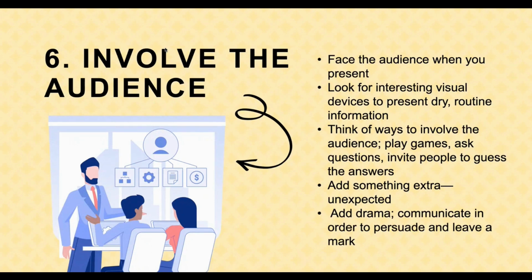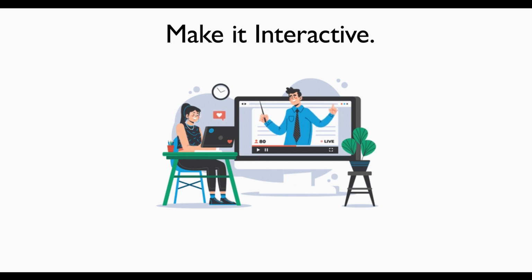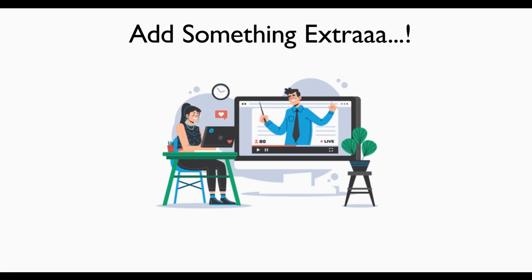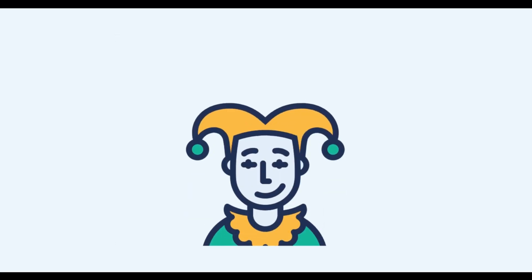Now think of ways to involve the audience, right? How many ways you can do it? You can play games, obviously, quizzes, games, puzzles, then ask questions and make it interactive. Then invite people to guess the answers. Then add something extra, unexpected. So create some charisma, as I said, like add something extra, go an extra mile. And last but not the least, add drama. Make a little element of mystery. Add a little showmanship there.